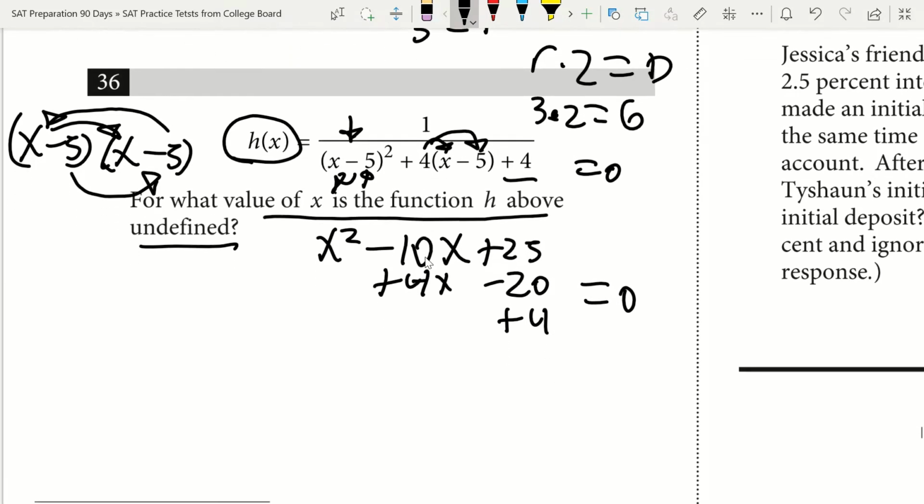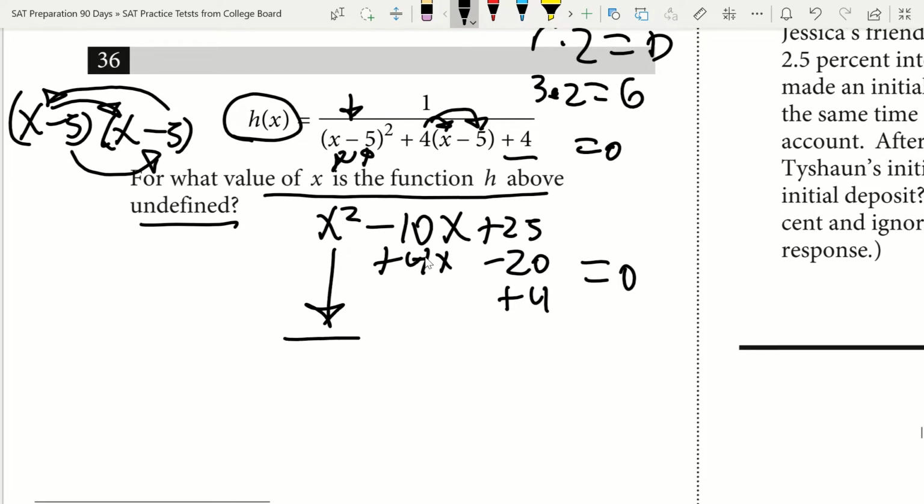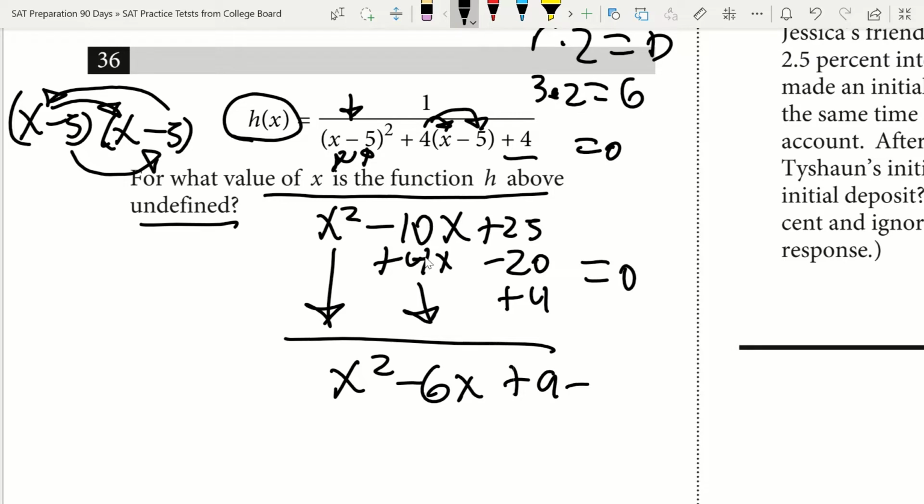So let's see what this simplifies down to. We have an x squared that drops down, and then we have negative 10x plus 4x, which is going to leave us with a minus 6x. And then we have positive 25 minus 20, that gives us positive 5. Positive 5 plus 4 gives us positive 9. We set that equal to 0.